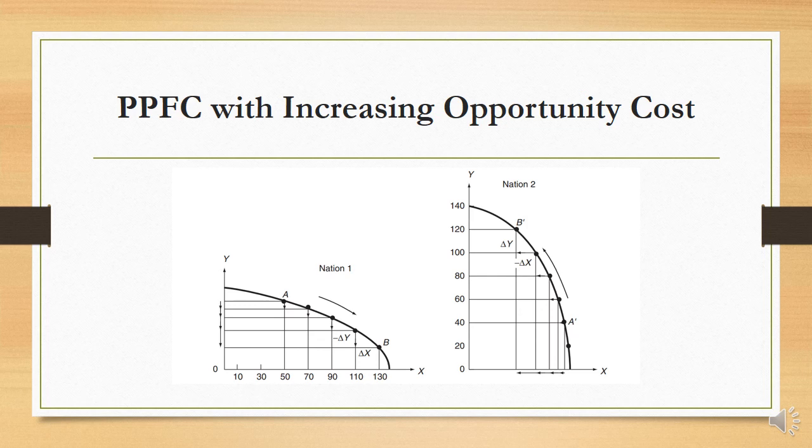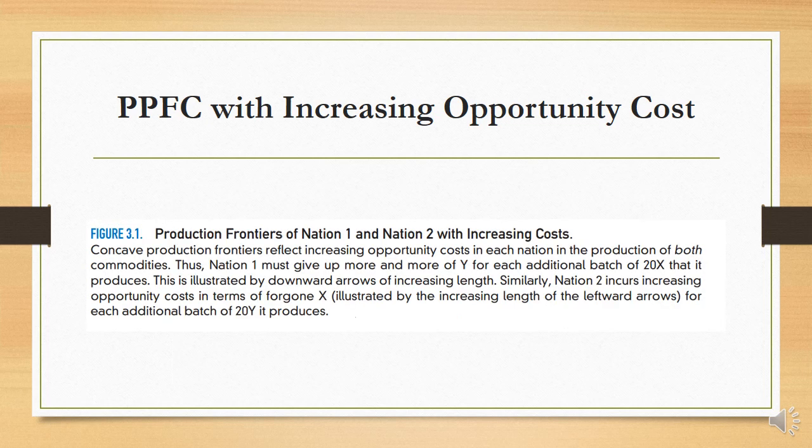This shows that nation 1 has a comparative advantage in producing X as compared to Y, and has a comparative advantage in good X, while nation 2 has a comparative advantage in producing good Y. Production frontier of nation 1 and nation 2 with increasing cost.